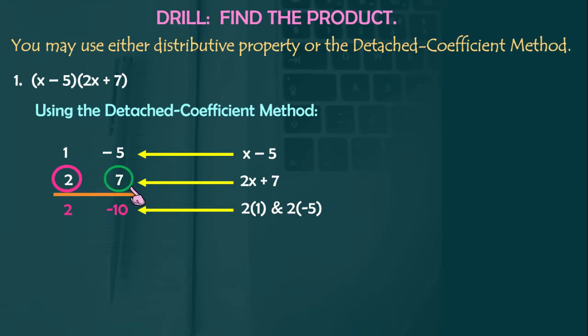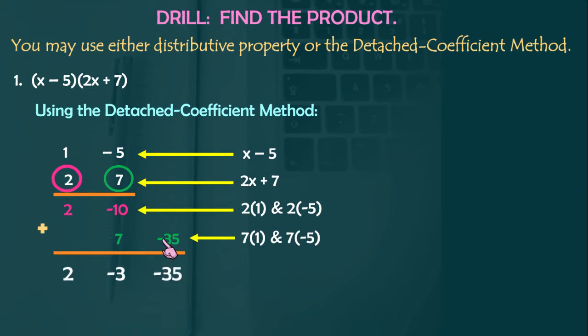Next, multiply 7 here with 1 and negative 5. So 7 times 1, that will be 7. So write it down here below 7. 7 times negative 5 is negative 35. And then we add. So just bring down 2. Negative 10 plus 7 is negative 3. And then bring down negative 35.